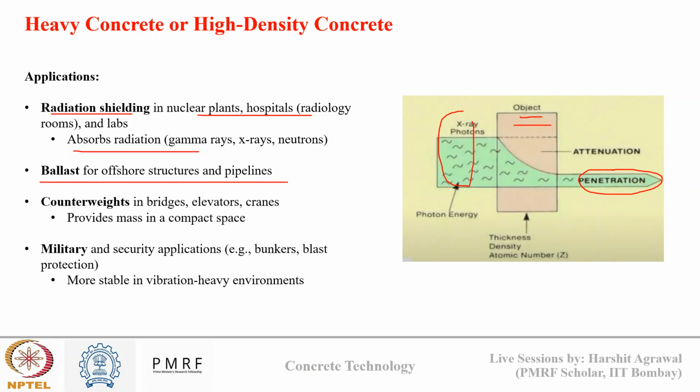Then in ballastic applications, we use heavyweight aggregate concrete to increase the absorption capacity against any kind of impact. For counterweights in bridges, elevators or cranes, we use heavyweight concrete. In military applications like bunkers or blast protection, heavy density concrete is generally used because of its high vibration resistance. They can absorb more energy, so that's why they are used in military applications for making bunkers or blast protection structures.